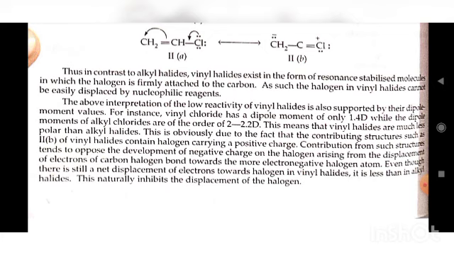The above interpretation of the low reactivity of vinyl halides is also supported by their dipole moment values. For instance, vinyl fluoride has a dipole moment of only 1.4 D, while the dipole moments of alkyl chlorides are of the order of 2 to 2.2 D. This means that vinyl halides are much less polar than alkyl halides.